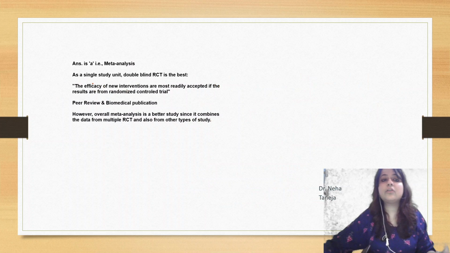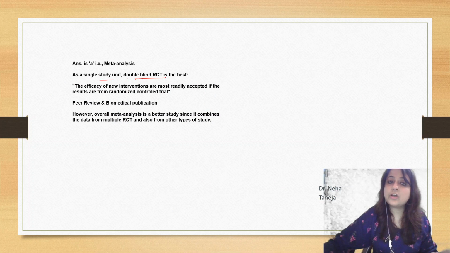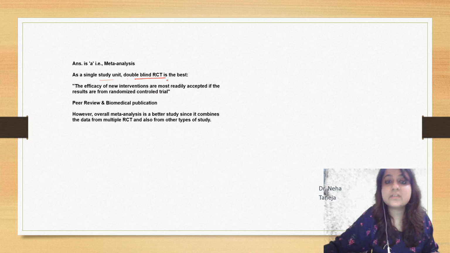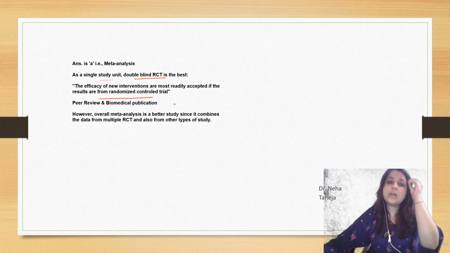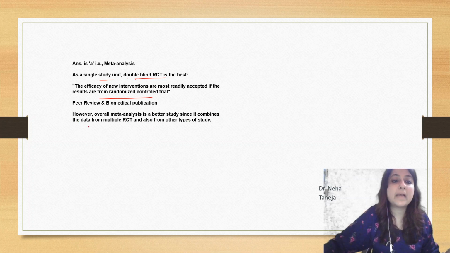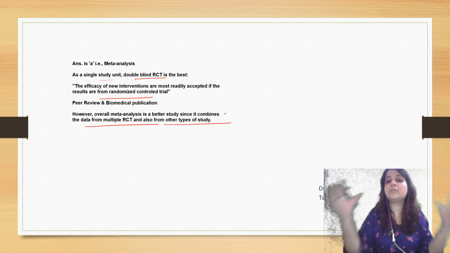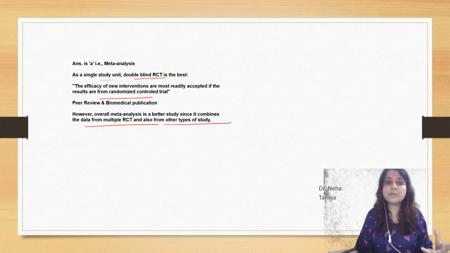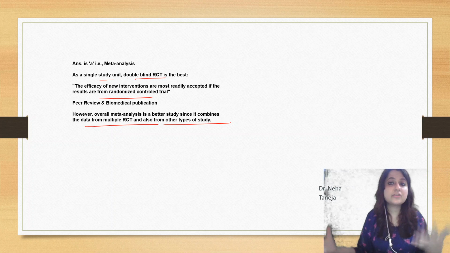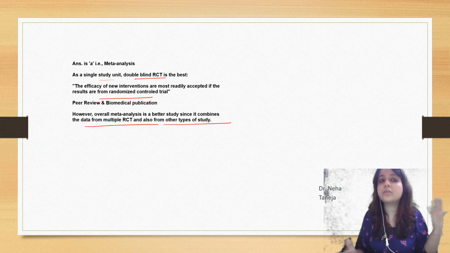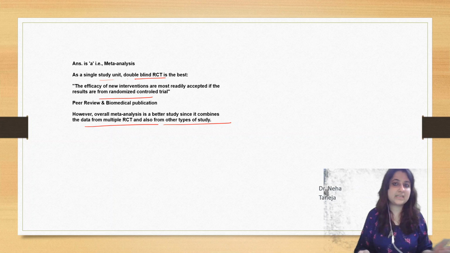Now look at the answer over here. As a single study, of course, double-blind RCT is the best. The efficacy of new interventions is most readily accepted if results are from RCT. However, overall meta-analysis is better since it combines the data from multiple RCTs and also from other types. You will get maximum evidence from meta-analysis, because it combines the results of all the individual RCTs, which are demonstrated by a forest plot or a blobogram in a meta-analysis. We'll be looking at this in subsequent PYQs.